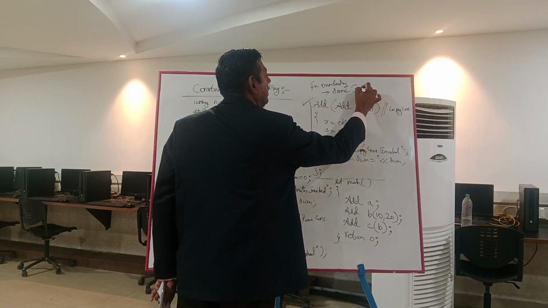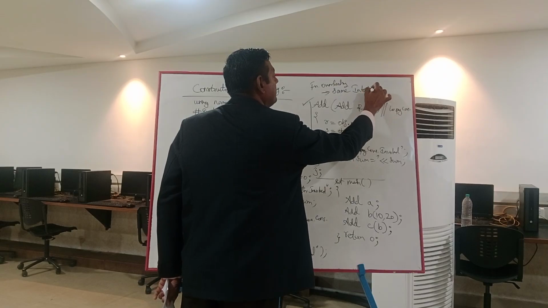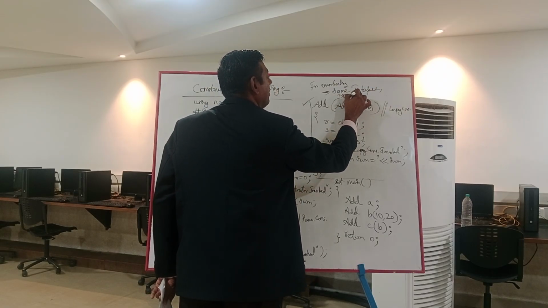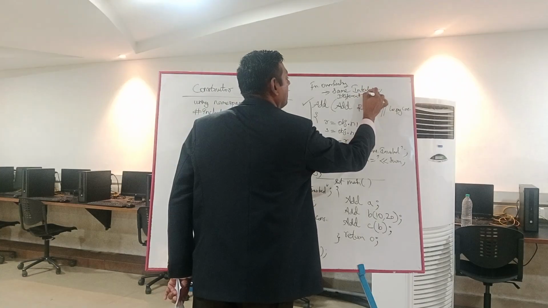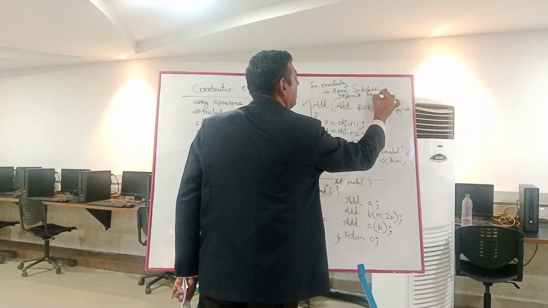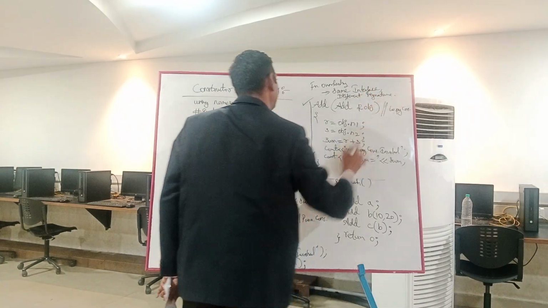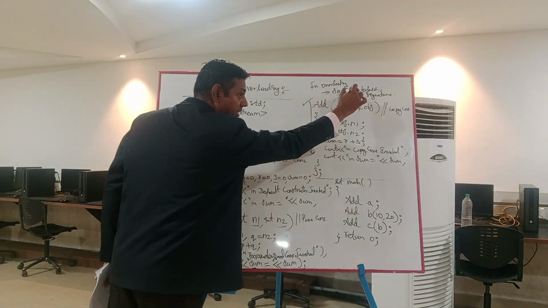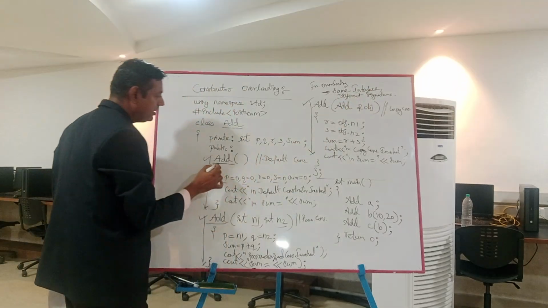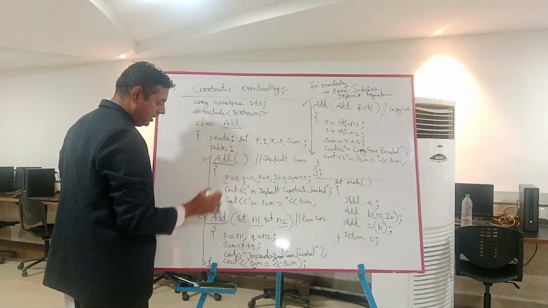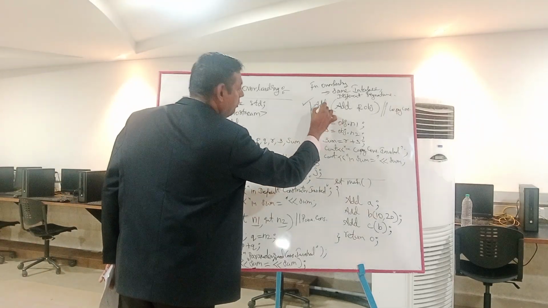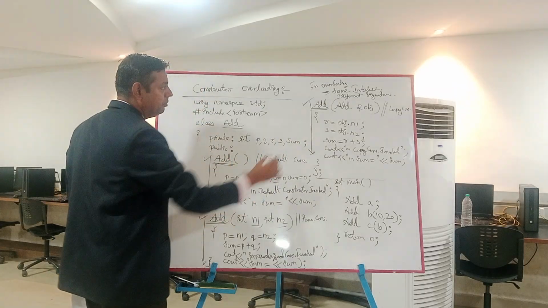Function overloading means same interface but different signature. You can see same interface. So function overloading means same interface, it differs only in the signature. Here you can see what is the function name? Add. Here what is the function name? Add. Here what is the function name or constructor name? Add. Okay, so same name.